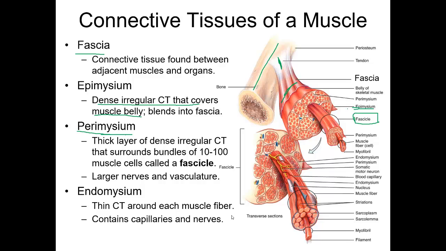Now, the fascicle holds individual muscle fibers. The thin connective tissue that covers each individual muscle fiber is called the endomysium. So take a look at this. You have the epimysium covering the fascia. You have the perimysium covering the fascicle. And you have the endomysium covering each and every muscle fiber. Now, each muscle fiber has little myofibrils.